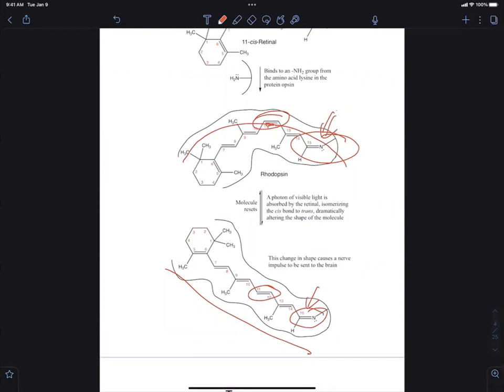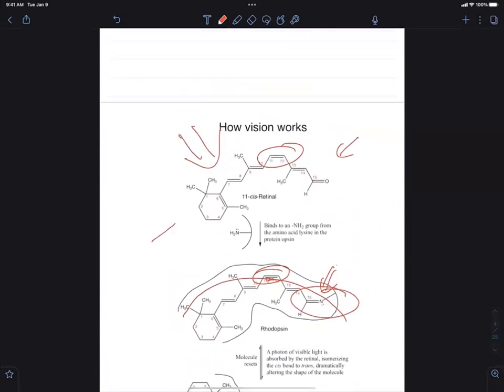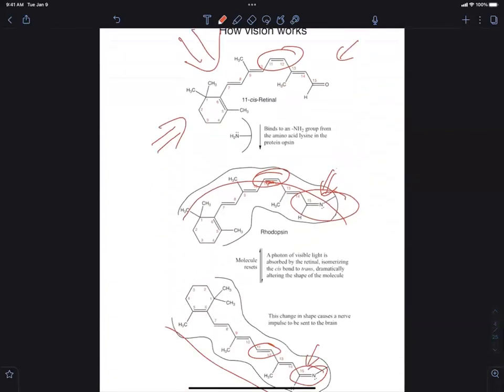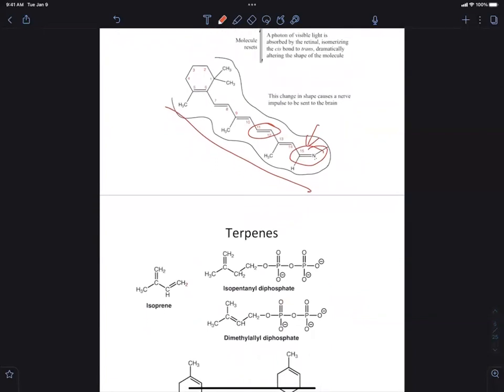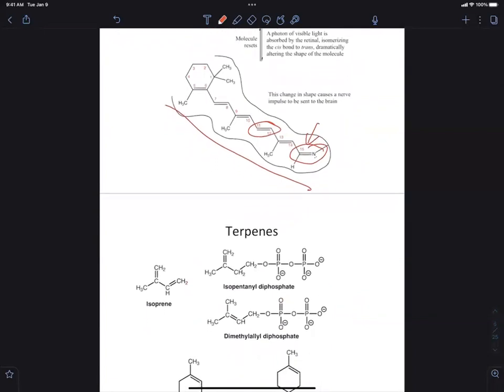Okay, but there's something about this that is really pretty cool. It has to do with where this molecule comes from. So let's talk about that. I need to give you a bit of a flashback to something we talked about last semester, the terpenes. Everything I'm about to say is not going to be on an exam, so don't worry about that. But I do think it's really interesting, so let's talk about it.